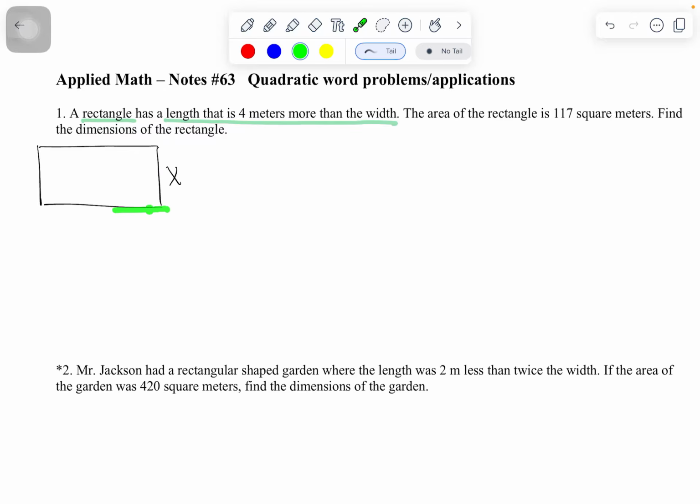Now, how long is it? I don't know that either, but I don't want to set up a two-variable equation and say this is Y. That's too much. I've told you that the length is 4 meters more than the width. So if the width is X, 4 meters more than that is X plus 4. The second part of this problem, which is where the equation comes from, is that the area of the rectangle is 117 square meters.